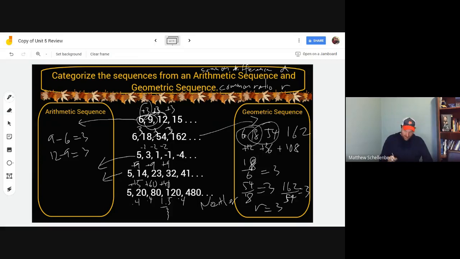Here, on this one, the common difference was 3, and on this one here, the common difference was -2, and on this one here, the common difference was 9. Okay, I'm moving on. Take a look at it if you want. Pause the video, but I'm moving on.